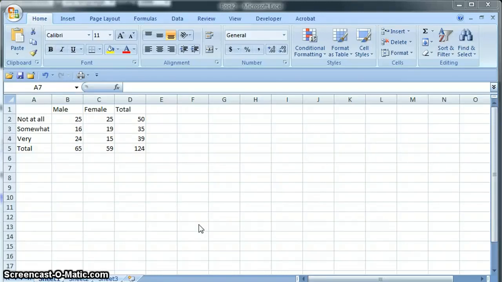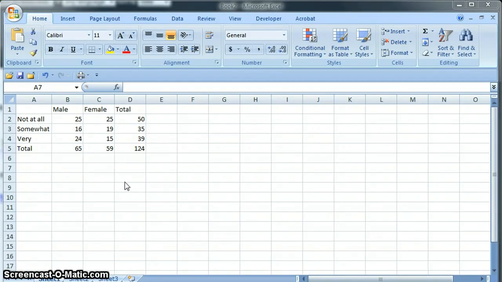This video will show you how to do a chi-square test in Excel. We're using questions 2 and 27 from the Avery case study, and we generated this data using pivot tables, which was shown in a previous video.